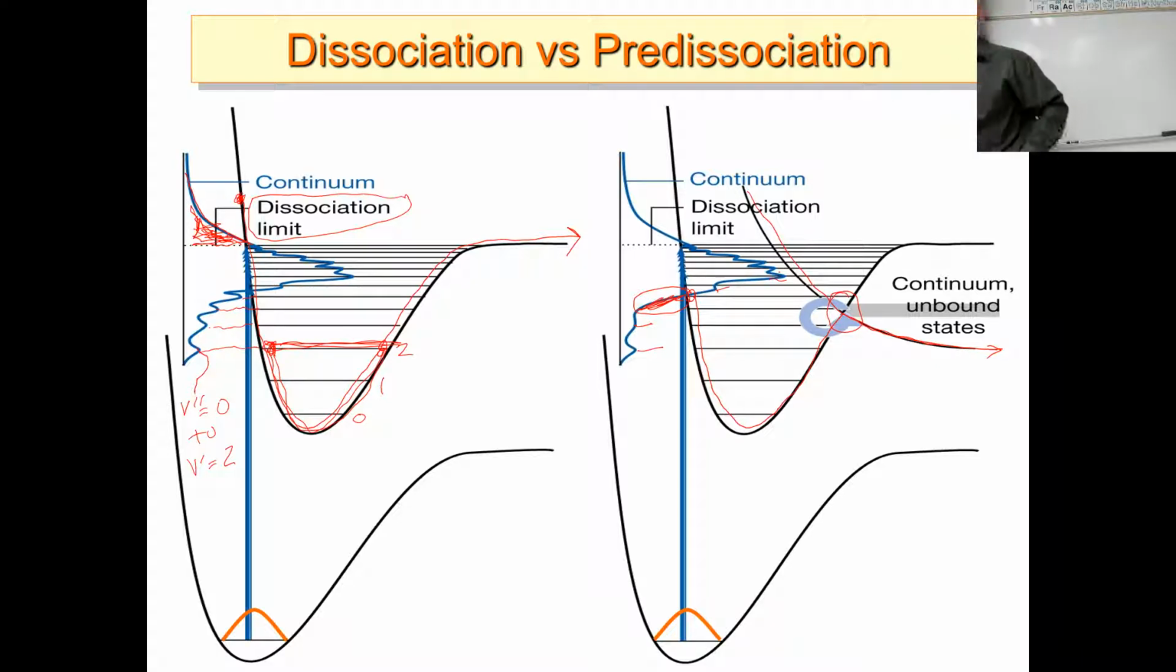But anyway, this is dissociation versus predissociation. Dissociation is you've given it enough energy to dissociate without any other potential energy surfaces. And predissociation, this is below this limit. It's below that limit, but it finds another path out and it dissociates.